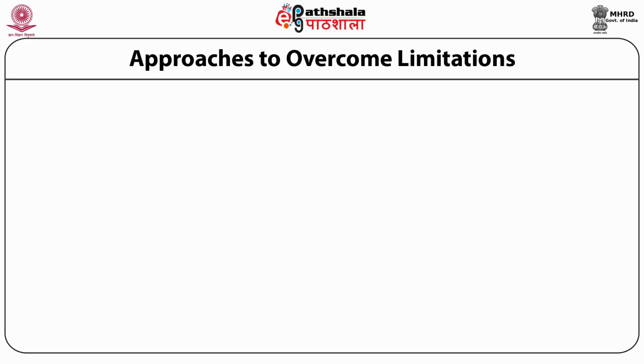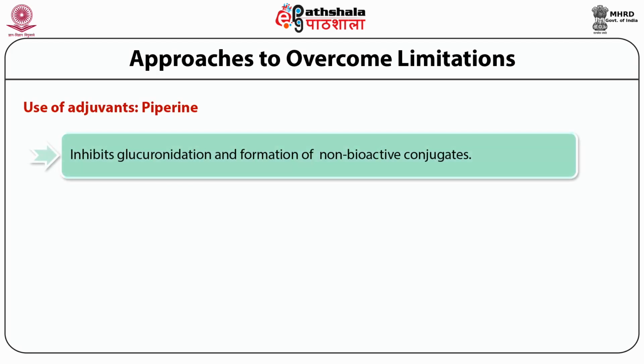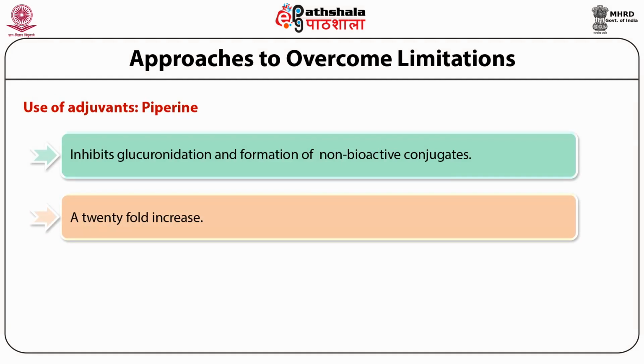Various approaches have been reported to overcome these limitations. The first is the use of adjuvants. The most popular adjuvant which is used is piperine. What does piperine do? It inhibits the glucuronidation and formation of non-bioactive conjugates. That means the conjugation process that we had studied in the previous module, that is glucuronidation and sulfonation, it inhibits that process. The reports have also shown that there is a 20 times increase in the bioavailability of certain nutraceuticals when used in combination with piperine.